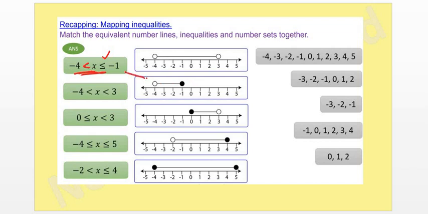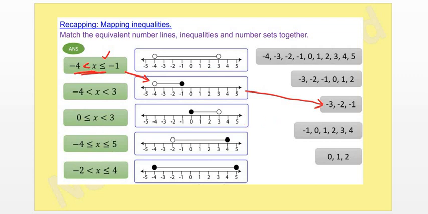So this one will go here. It can be matched with this one. And what are the numbers that we need? Now clearly you can see -4 is not included because it's an empty circle. -3 is included, -2 is included, -1 is also included because it has a closed or shaded circle. So where do we have -3, -2, -1? It's here. So this could be matched with this one. So this is how you have to match all of these.